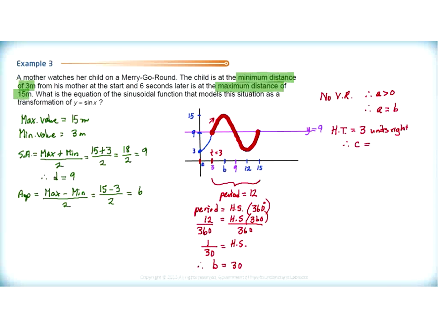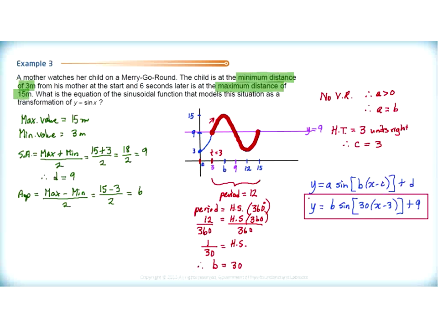Therefore, the value of c is equal to 3. Now that we know the values of a, b, c, and d, we can come up with the equation of this function, y equals a times the sine of b times x minus c plus d. So we have y equals 6 multiplied by the sine of 30 times x minus 3 plus 9. And that's one possible equation for this function in terms of sine.